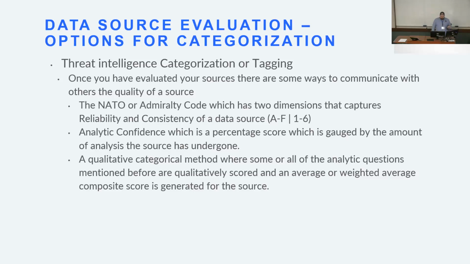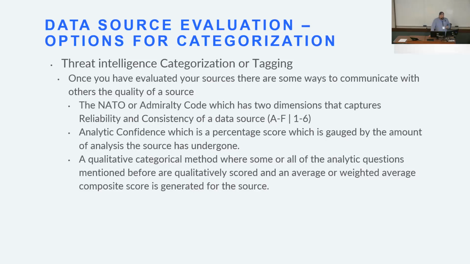It's an alphanumeric code, A through F and 1 through 6, where A is most reliable, F is least reliable, 1 is most consistent, and 6 is least consistent. And so you would get a code, C3. So that's one way you can communicate with a piece of data that you've generated its reliability and consistency.